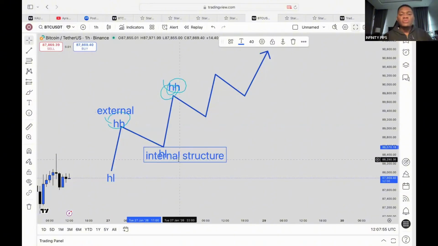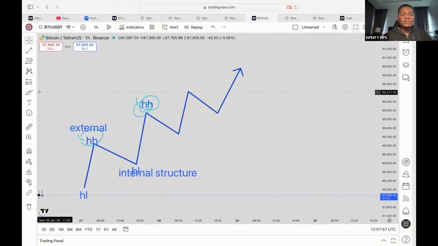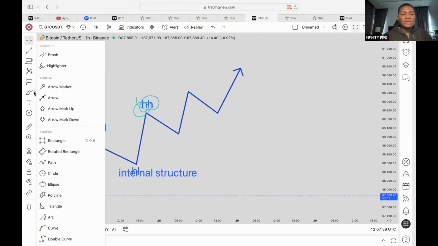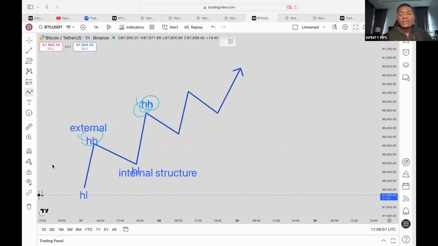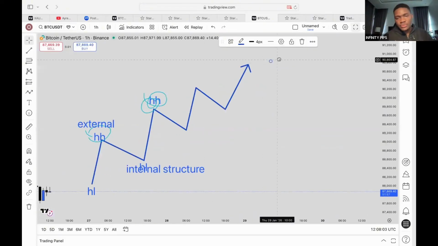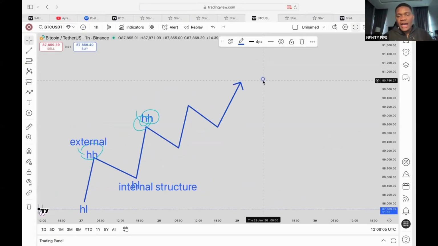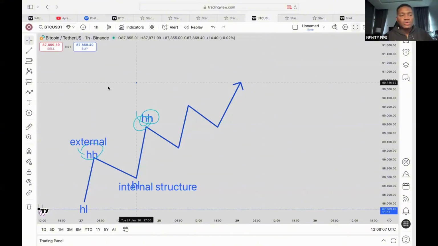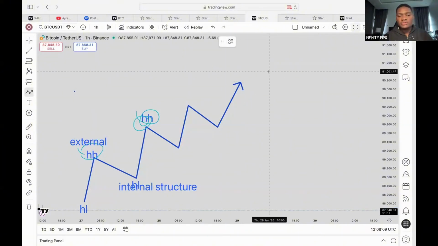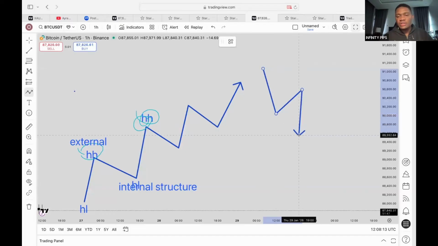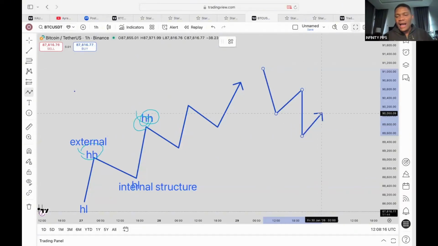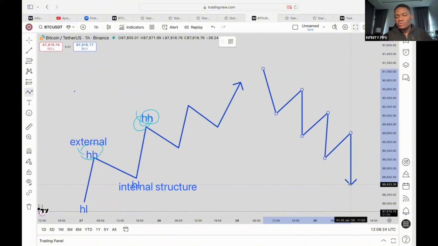In a downtrend, a downtrend is this way. And in a downtrend, we have lower highs and lower lows. Let me quickly draw that. So in a downtrend, we have lower highs and lower lows.